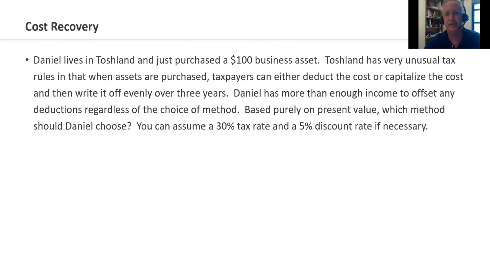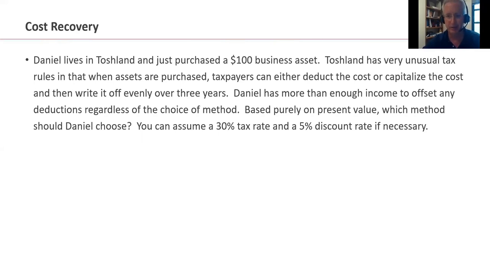So Daniel lives in Toshland, just purchased a $100 business asset. But Toshland has unique rules. So these are not the real tax rules. These are the rules of Toshland. And in Toshland, you can either deduct the cost immediately, or you can capitalize the cost of an asset and then write it off evenly or depreciate it over 3 years. And let's assume for a moment that Daniel has more than enough income to deduct whatever the cost of this thing is. So we don't need to worry about net operating losses or non-deductible costs or anything like that.